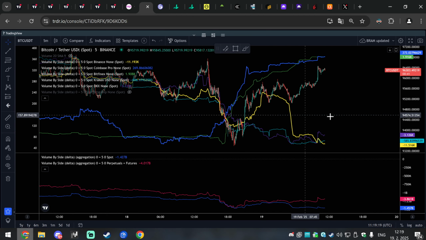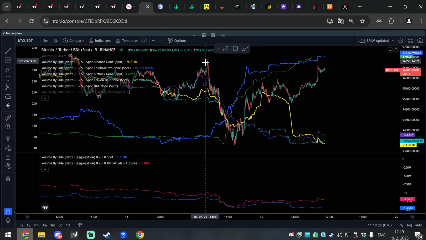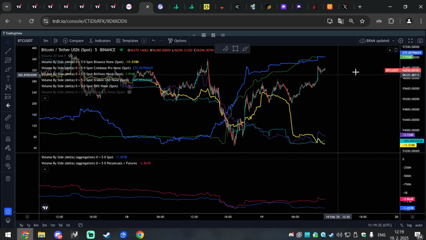But yes, we need to see some spot inflows. Now we come into the order book's resistance up here. So ideally we take out this high as well. But yeah, if we don't get spot inflows, we just get into another range or a deeper pullback. So simple.